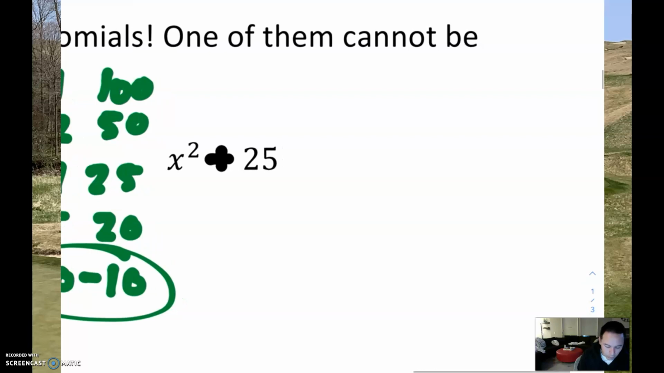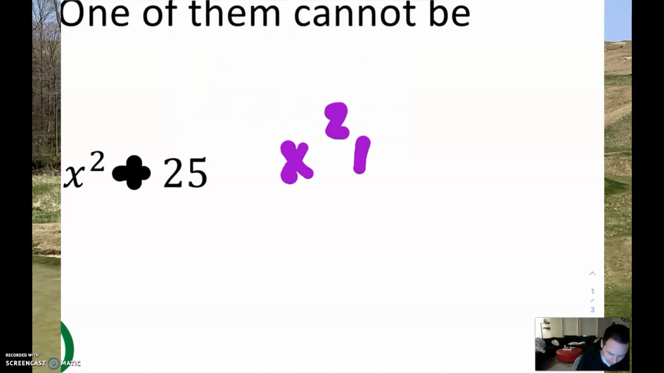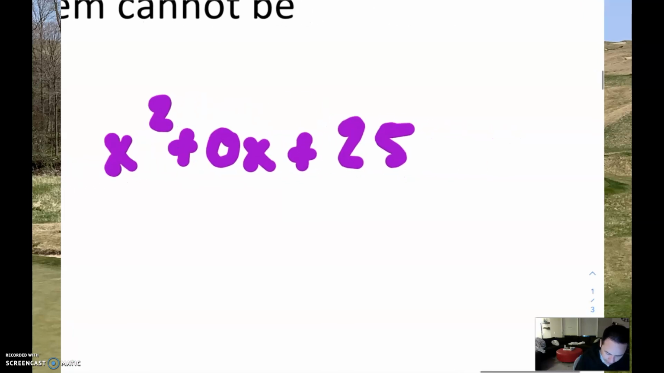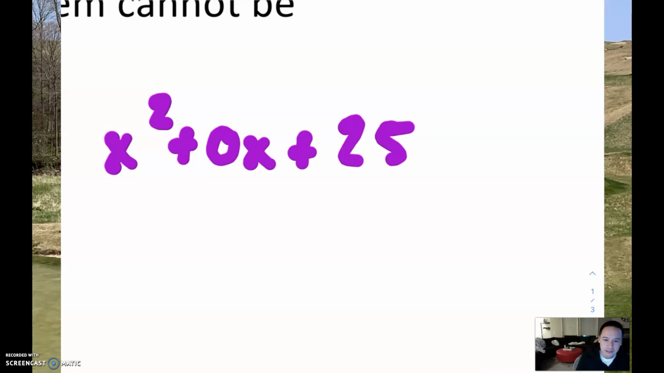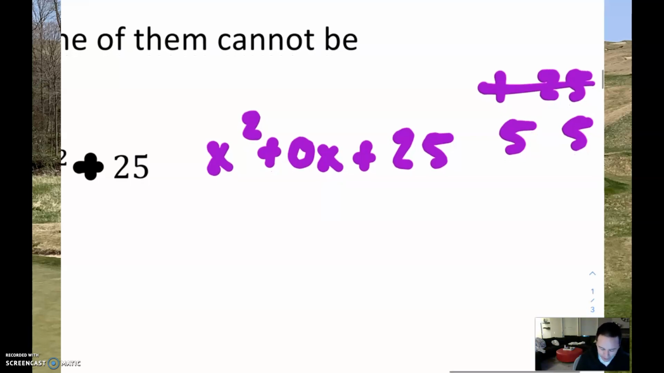And if you look, one of them cannot be factored. And I'm going to show you the reason this one cannot be factored. I put a big plus sign on here. It should match up with the plus sign on your notes. Let's rewrite this one as x squared plus 0x plus 25. And I'm going to list out all the things that multiply to a 25, and we get 1 and 25, or 5 and 5. And we have to find the combination that could make a 0, and it won't be 1 and 25, but we're going to try 5 and 5.